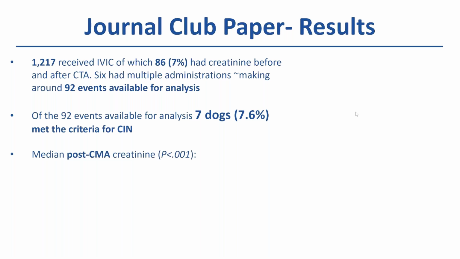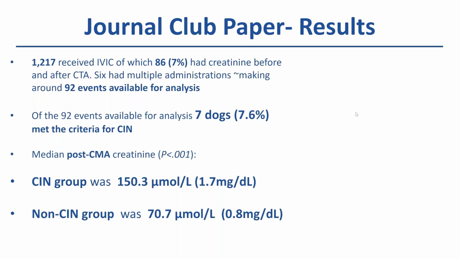When we looked at the post-contrast creatinine between the two groups, we found that in the contrast-induced nephropathy group the median was 1.7 deciliters, so not too bad, I guess. And in the non-contrast-induced nephropathy group, about 0.8 as well.